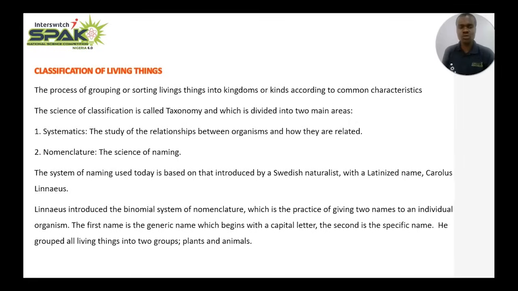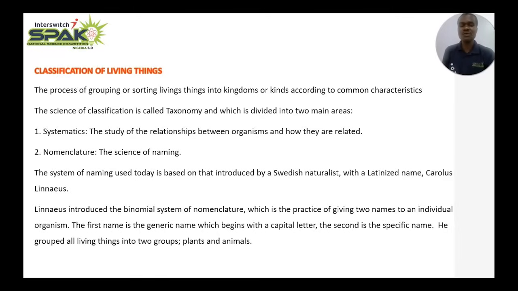Taxonomy is divided into two. We have systematics and we have nomenclature. Systematics is the study of relationship between organisms. Nomenclature is the science of naming, from nomen.